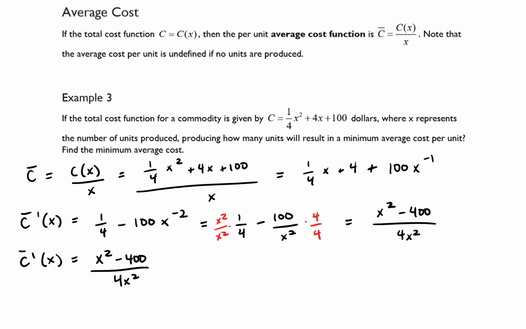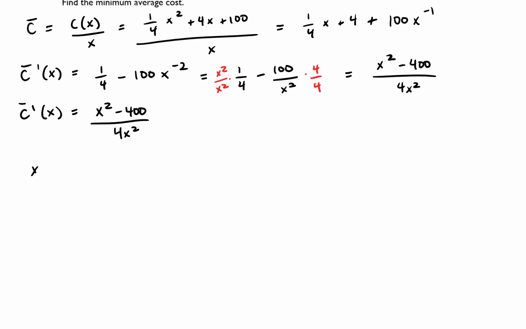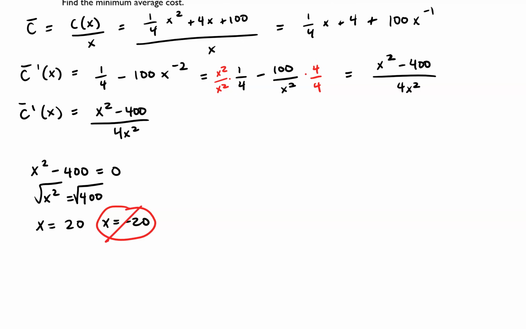And whenever we set a rational function equal to 0, we are essentially just setting the numerator equal to 0. So let's go ahead and do that. Let's set our numerator equal to 0 and solve that. So we end up getting x is equal to 20 and x is equal to negative 20, but x is representing the number of units that we're producing. So having a negative value for x in the context of this problem does not make sense.